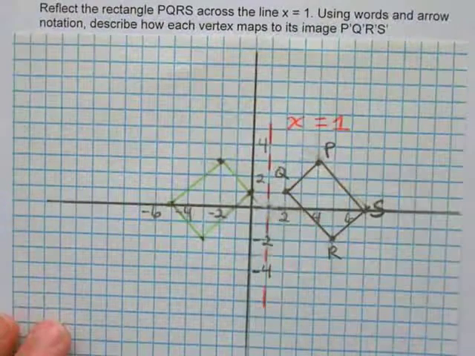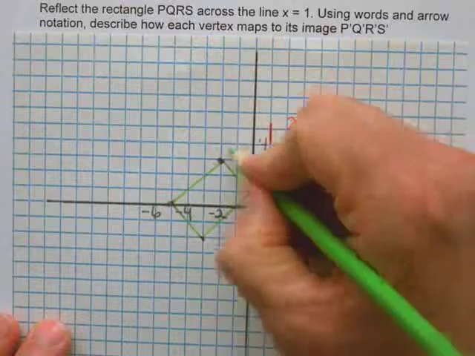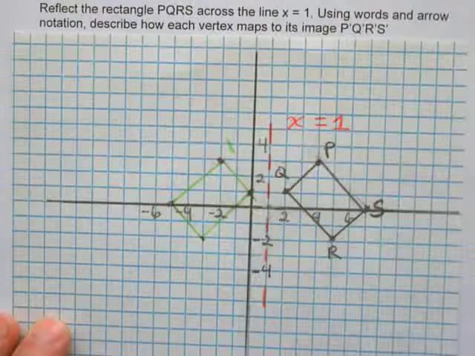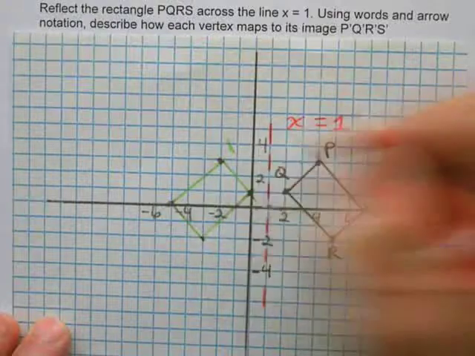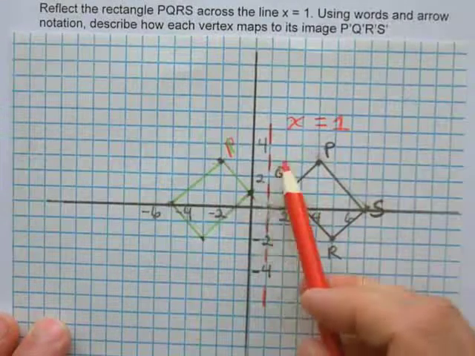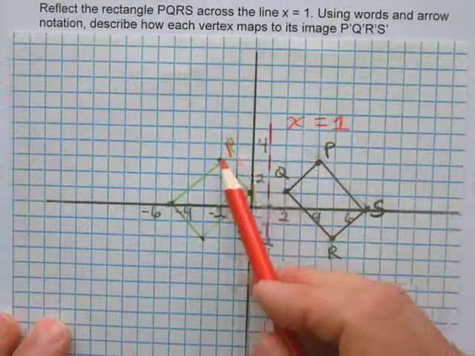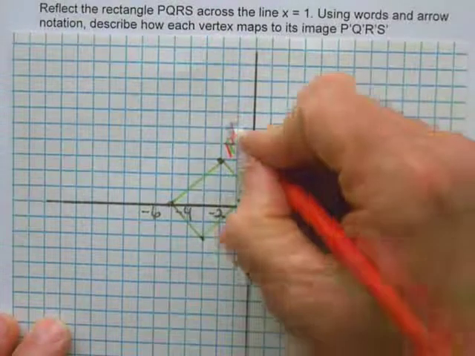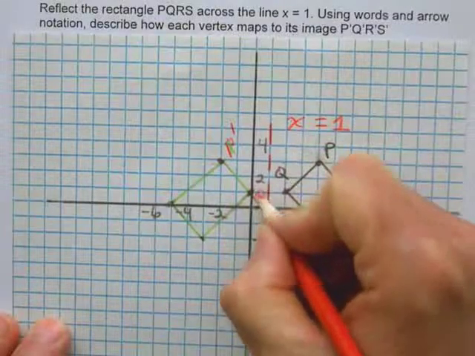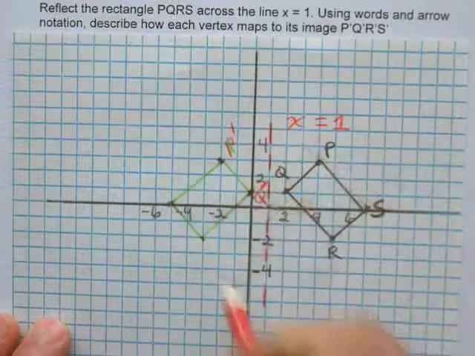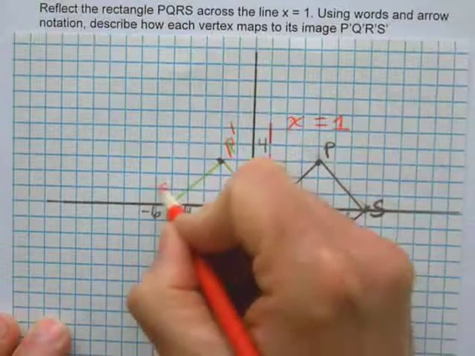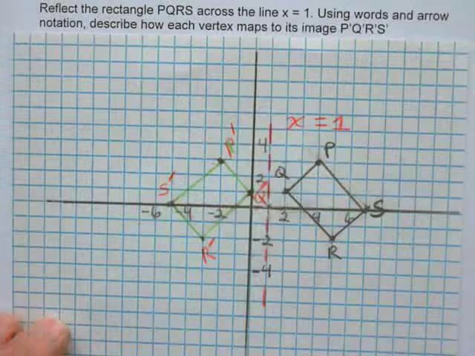My rectangle isn't drawn beautifully, I apologize, but essentially this is P. I think I'm going to go to a pen here just so it's easier to see. This is P prime. It is 1, 2, 3 units away. And this is Q prime. It is 1 unit away. And this is going to be R prime. And this is going to be S prime. All right, so that's the reflection.